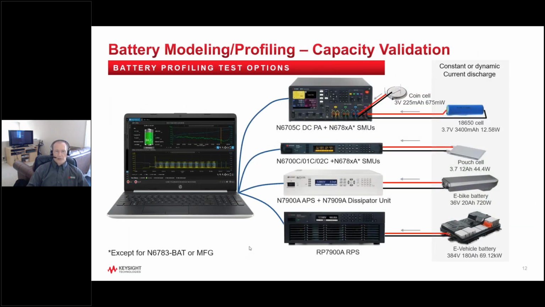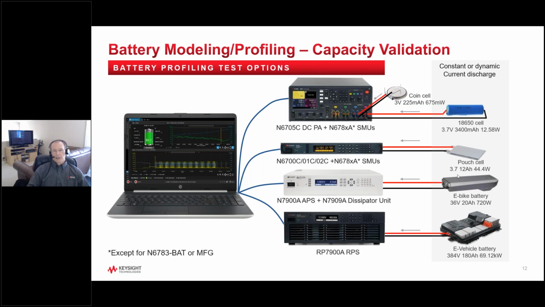Now, just to show you, for our solution, we can support a variety of different types of equipment. In the demo, I'm going to be using an N6705 DC power analyzer. Some of you may already have those and be familiar with it. The N6700 is the one we use more for production test, and that would be for the lower power level stuff, so if you wanted to do coin cells or batteries, maybe pouch cells, things like that.